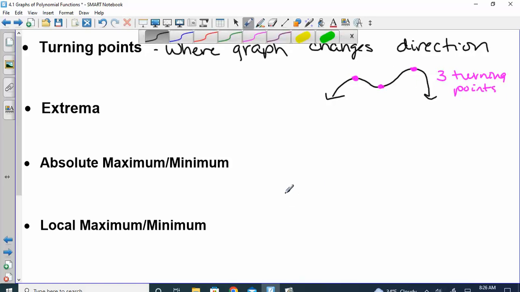Those points are maxes and mins, high and low points on our graph. Those are also called extrema.